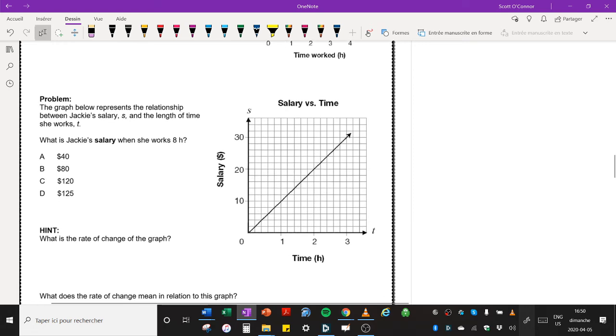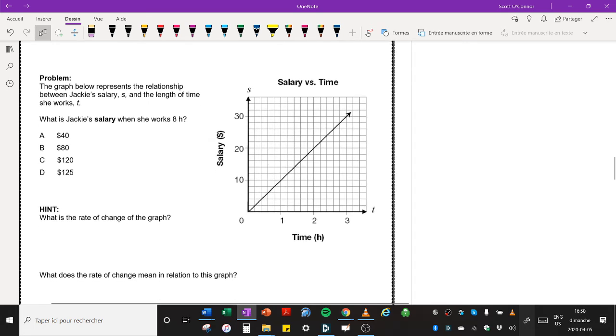If we look at the next problem, it says the graph below represents the relationship between Jackie's salary and the length of time she works, represented with T. What is Jackie's salary when she works 8 hours? So here in this question, it's slightly more work. We can look and find this point here. You can see that for 1 hour, Jackie was paid $10. So how much do you think she would be paid for 8 hours? Well, 1 hour is $10, so 8 times 10, and we get $80. Your answer is B.